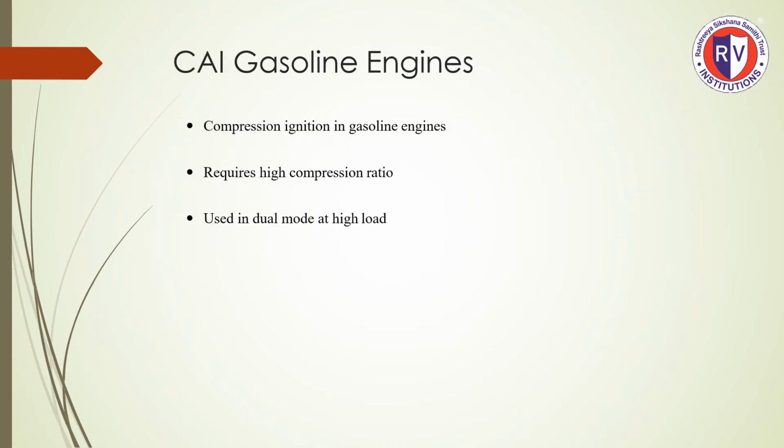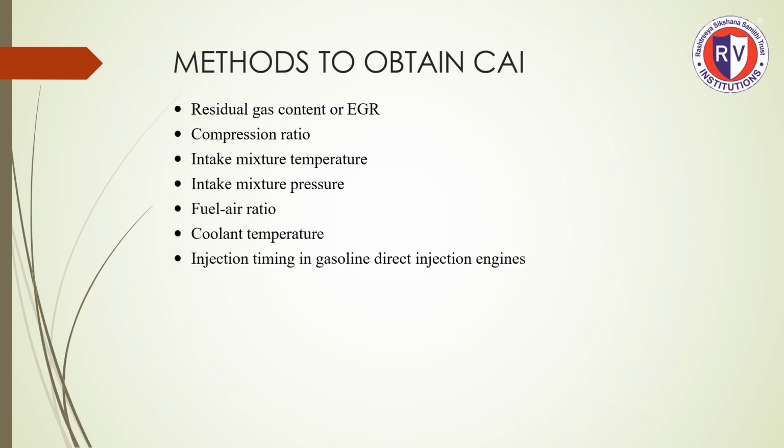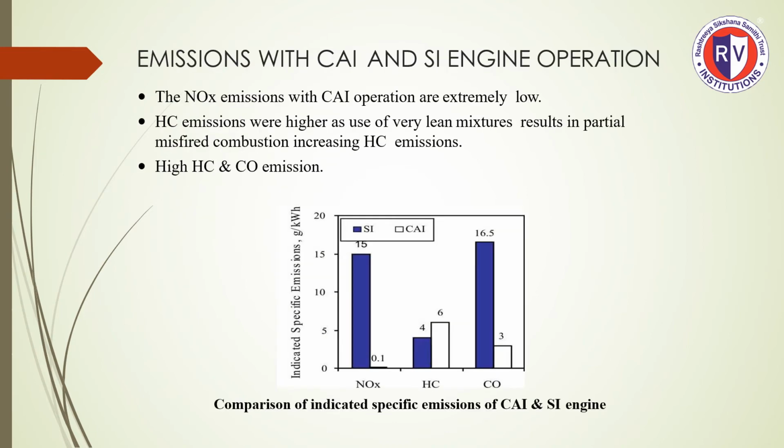CAI represents control auto ignition engine, and these are the main characteristics. Compression ignition in gasoline requires a high compression ratio and can be used in dual mode. These topics will be discussed in detail in the report. Since it's a PPT, I'm not going into detail on these topics.